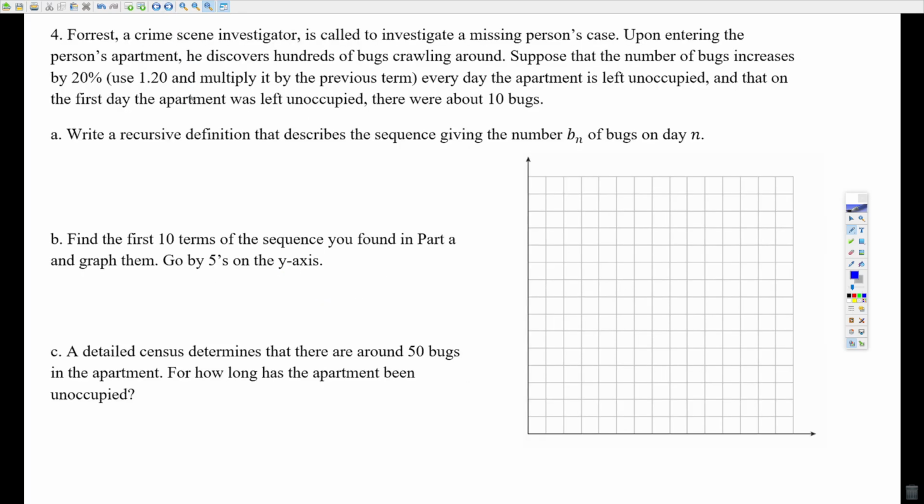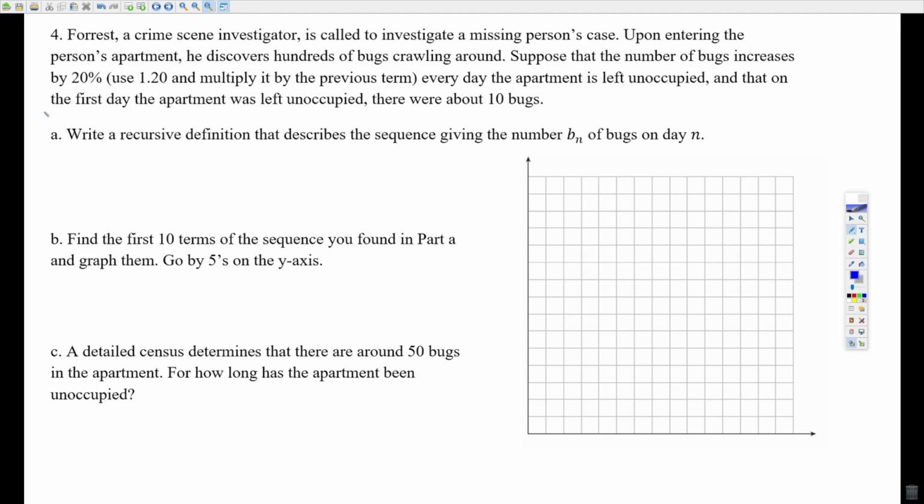And the last one I want to talk about is the number 4 for the huddle. It says, Forrest, a crime scene investigator, is called to investigate a missing persons case. Upon entering the person's apartment, he discovers hundreds of bugs crawling around. Suppose that the number of bugs increases by 20%. And I gave you a little hint, basically just tell you how to do it. You use 1.20 and multiply by the previous term every day the apartment is left unoccupied. And on the first day the apartment was left unoccupied, there were about 10 bugs.